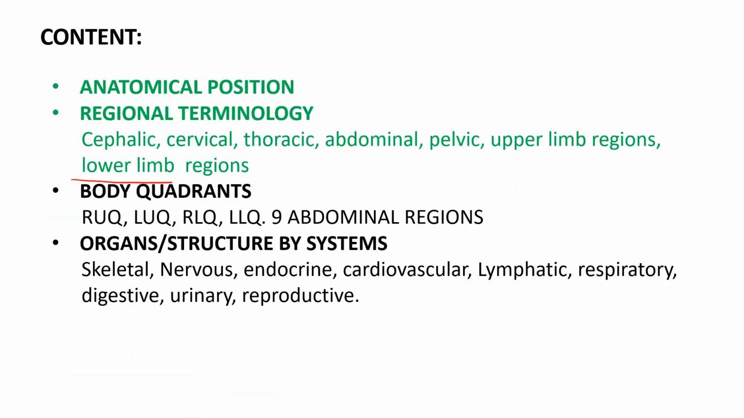Now we're going to cover the regions of the abdomen separately because we have two systems by which we can divide the regions of the abdomen. One is using quadrants, so 4 quadrants. Quadrant means 4, right? Or using the 9 abdominal regions. So let's check that next.